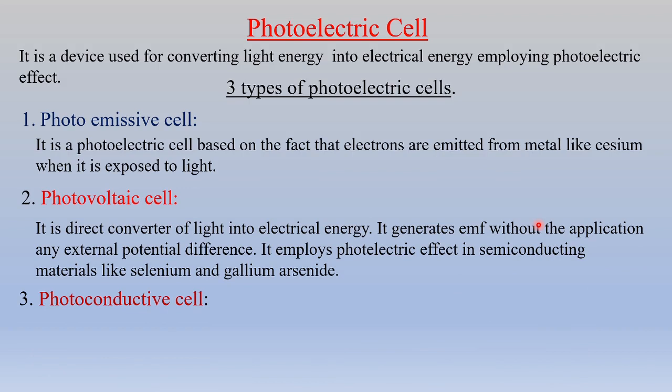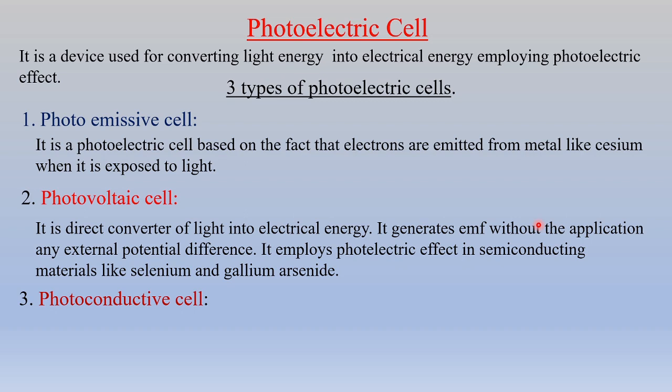That is, it employs the photoelectric effect in semiconductor materials like selenium and gallium arsenide. Such semiconductors, without the help of an external source of EMF, can generate electrical energy. So this kind of photovoltaic cell is exclusively used in solar cells. You can see them in calculators and in some watches. They are using this kind of photovoltaic cell.